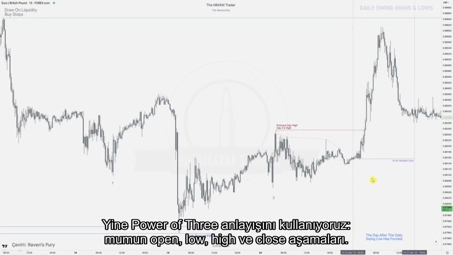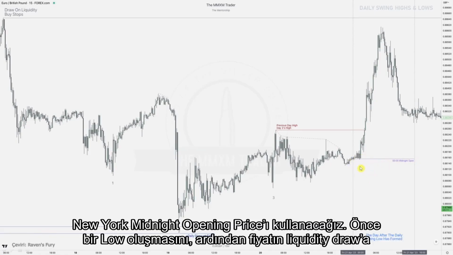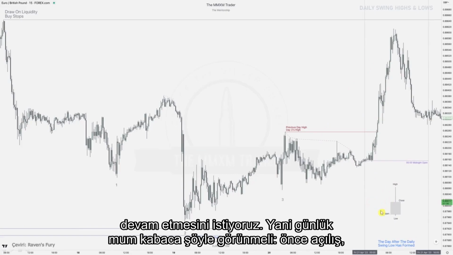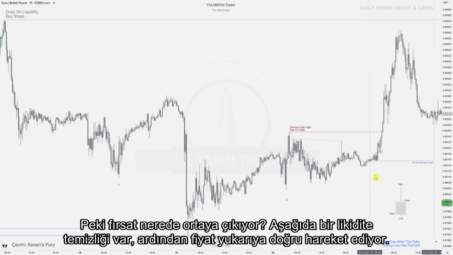Again, using our understanding of the power of 3, that open, low, high, close of the daily candle, we're going to outline our New York midnight. We're going to use our New York midnight opening price. We want to see a low form and then continuation up into our drawn liquidity. So the daily candle should look something like this. We want to see an open, we want to see a low form, then expansion up higher, and eventually closing the day bullish.